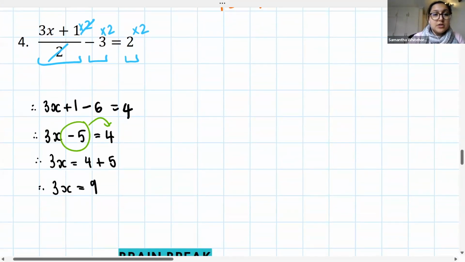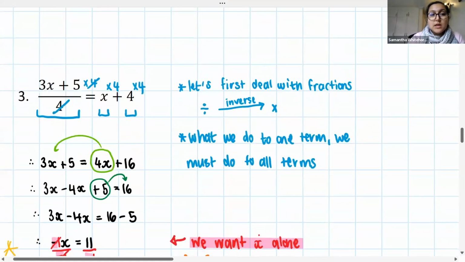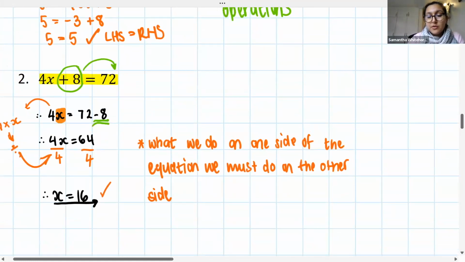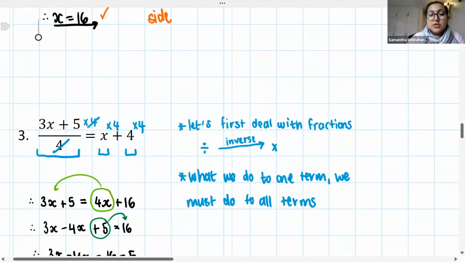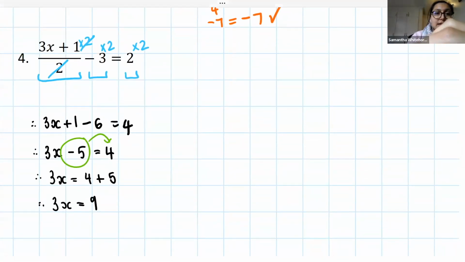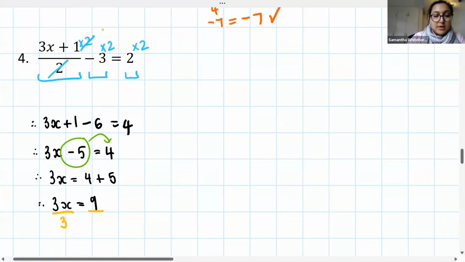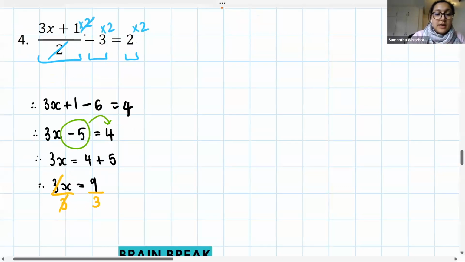And very similar to what we had in this last question where we had a coefficient, as well as in question 2 where we had the coefficient of 4x, I need to remember that what I want is x alone. And so that therefore means that I need to divide both sides by 3. I want to get rid of that 3 in front of the x, and so I need to divide it away. Now 9 divided by 3 is 3, and so x is equal to 3.